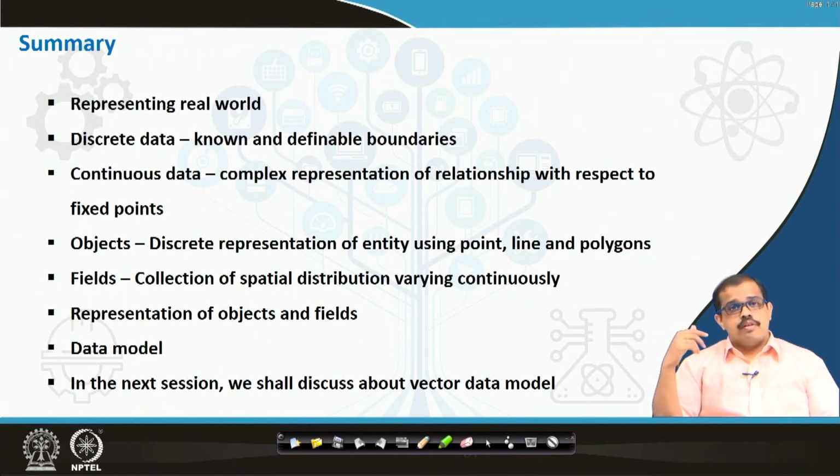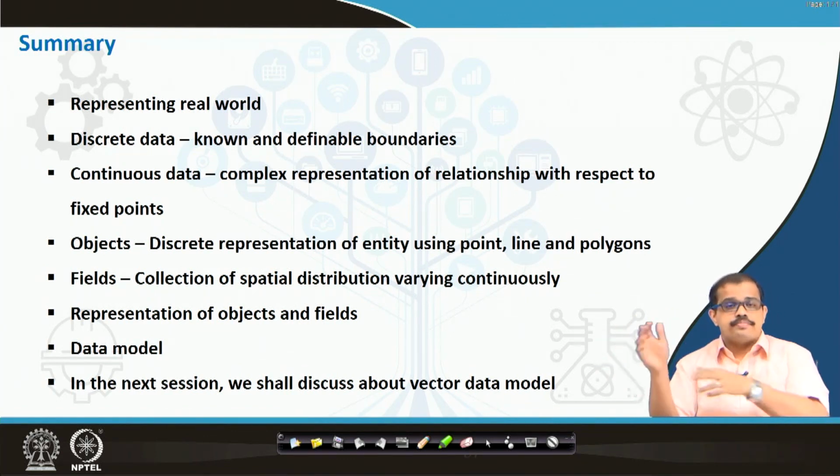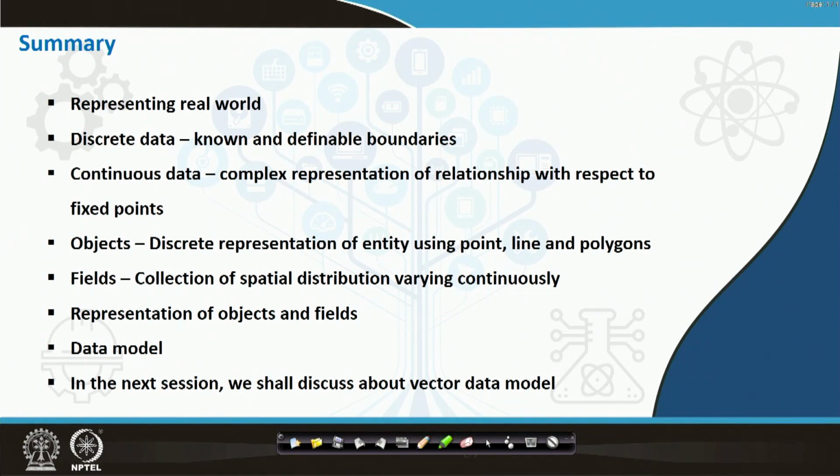Okay. So, we also looked at data models. What do you mean by a data model? These are rules that represent the real world, which convert real world phenomena into a database, and help us in querying. In the next session, we shall discuss the vector data model first, and the different types of vector data model that can be represented.